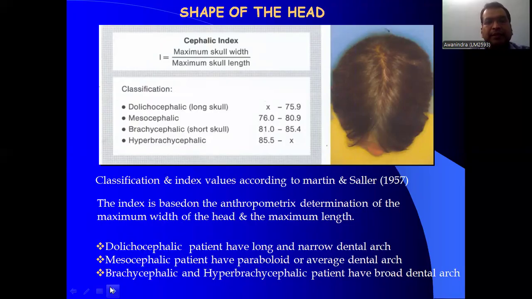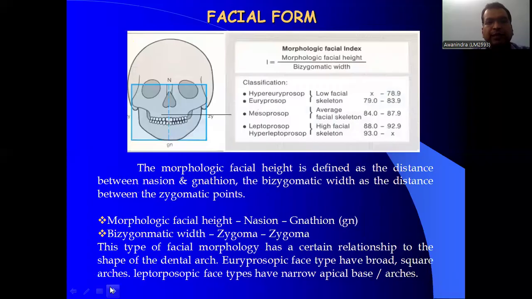It is the maximum skull width divided by the maximum skull length, and the values for dolichocephalic, mesocephalic, brachycephalic are given in this way. The skull of the patient is classified. It was given by Martin and Saller in 1957. So these values you should remember: if it lies between 76 and 80.9, it is mesocephalic.